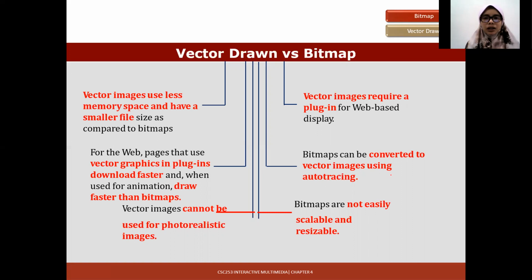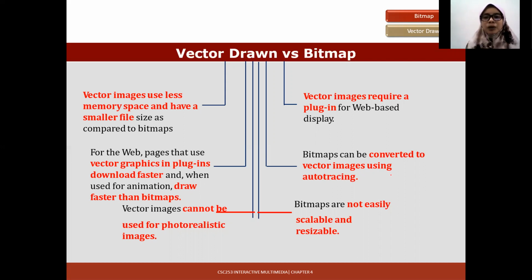Okay, and vector image cannot be used for photorealistic image. So we know that for photorealistic image, we should use bitmap. It use bitmap type. Okay, type of bitmap. Vector image require a plugin for web-based display. Okay, bitmap can be converted to vector image using auto tracing. For example, you have a portrait, you want to create or to convert it into a cartoon-like image, then you can convert. Okay, so from bitmap to vector drawn.